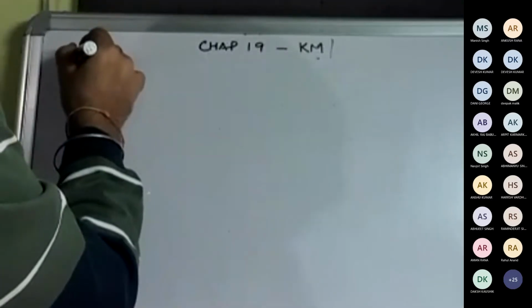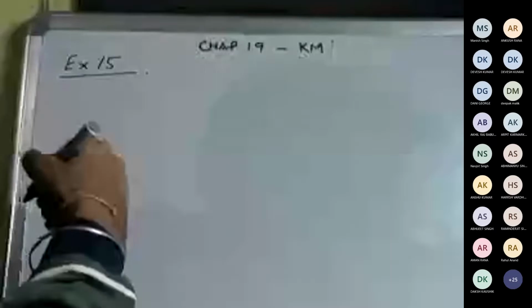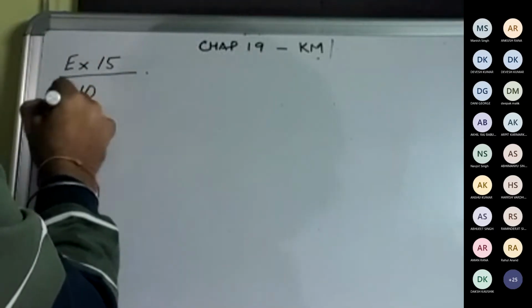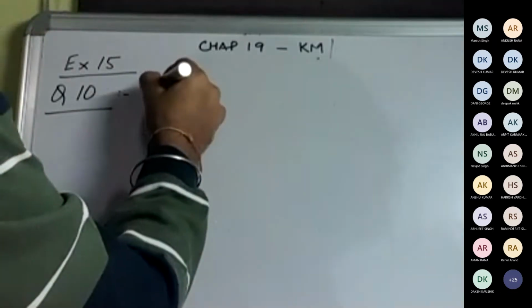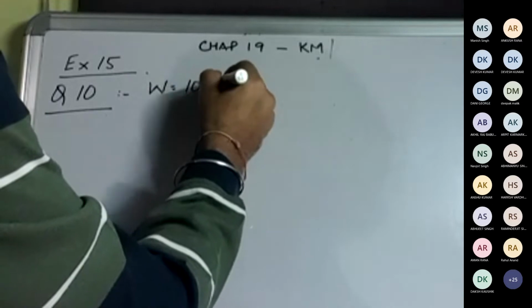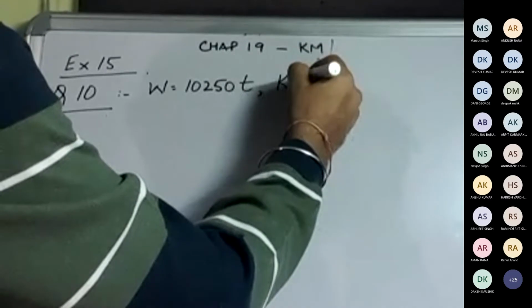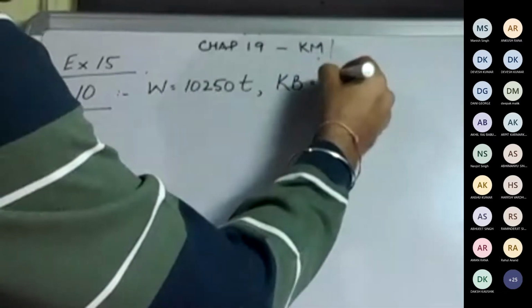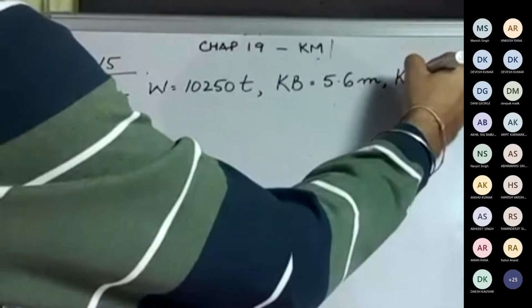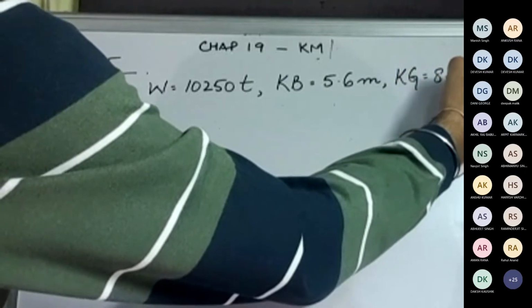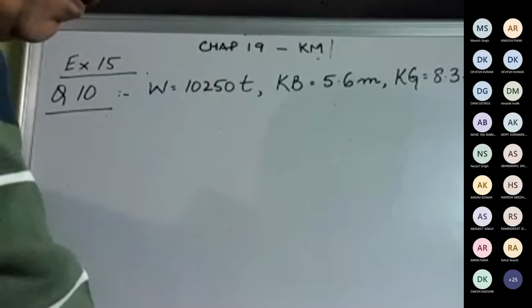Okay, I'm coming to exercise 15. I'm on question number 10. A ship of displacement 10250 tons, KB 5.6 meters, KG 8.3 meters, floats in salt water.